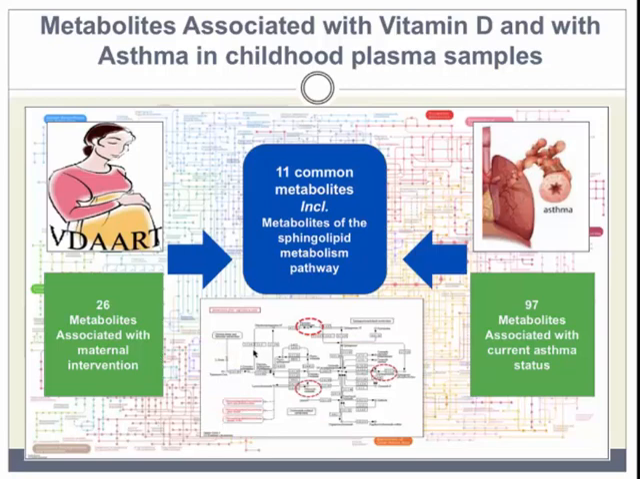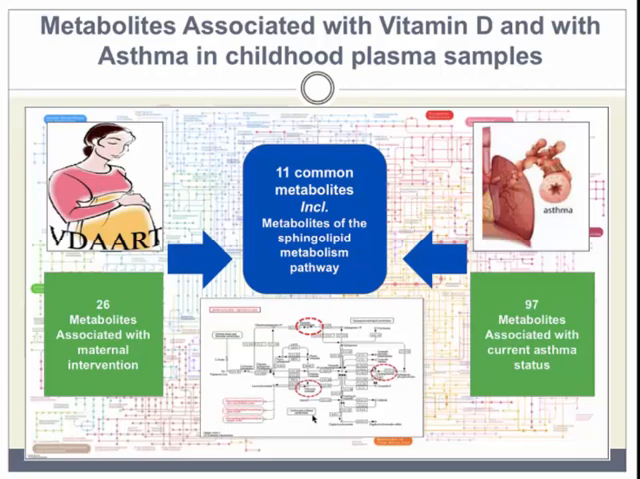But what we really want to know is can we identify metabolites that are associated with both, right? We want to make this connection from the intervention to disease. And when we do this, we see that, yes, there are 11 metabolites that are common between the two, and 3 of them are located in the Sphingolipid pathway, which is of much interest to us, and I will discuss why subsequently here.